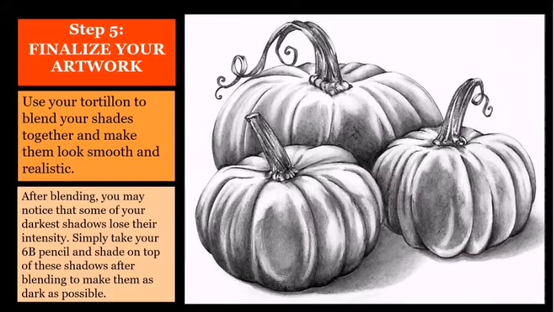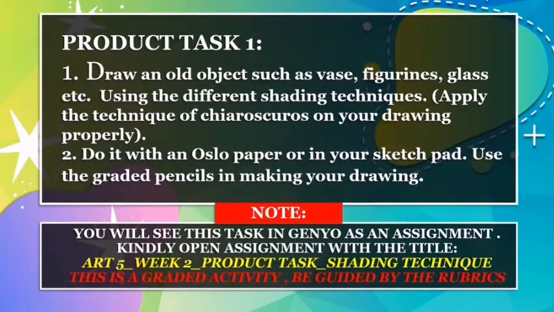Now that you have learned the procedures on how to sketch, let us apply our skills in making our product task. Follow the instructions properly. For our product task, draw an old object such as vase, figurines, glass, etc. using the different shading techniques. Apply the technique of chiaroscuro on your drawing properly.